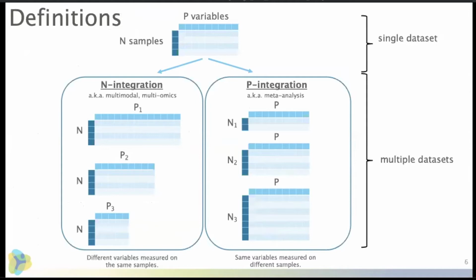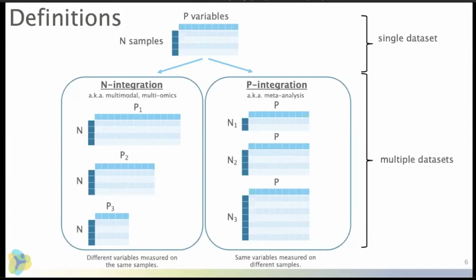So this N and P thing can be confusing, even for us so-called experts. And I hope this diagram can help you understand it a little bit better. So we typically have this NxP matrix where N is the samples and P is the variables or predictors. And so on the left, you'll see that we have N integration, where we integrate data taken from the same subjects. So N is the constant, but the P variables differ. And in that asthma example I started off with, this is like if we integrated the DNA, RNA, and protein data together. In the literature, you might see this referred to as multimodal or multi-omics analyses.